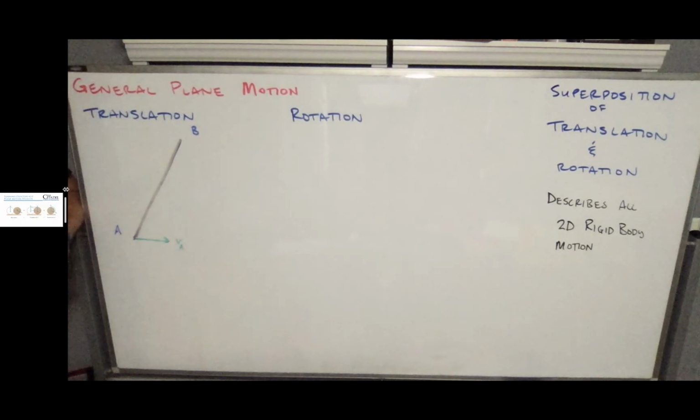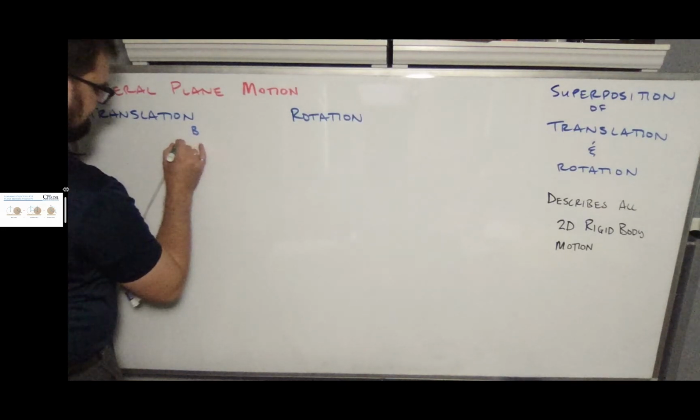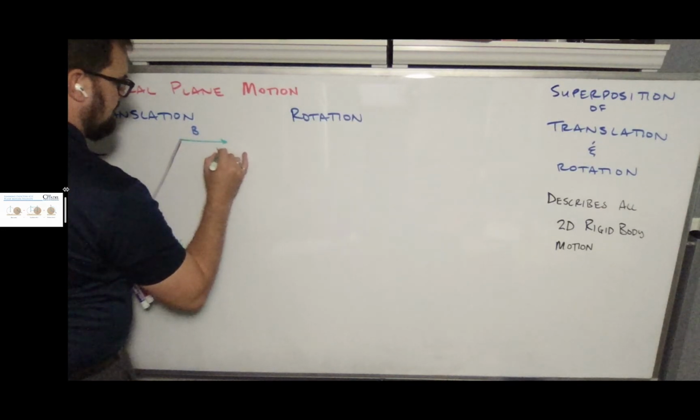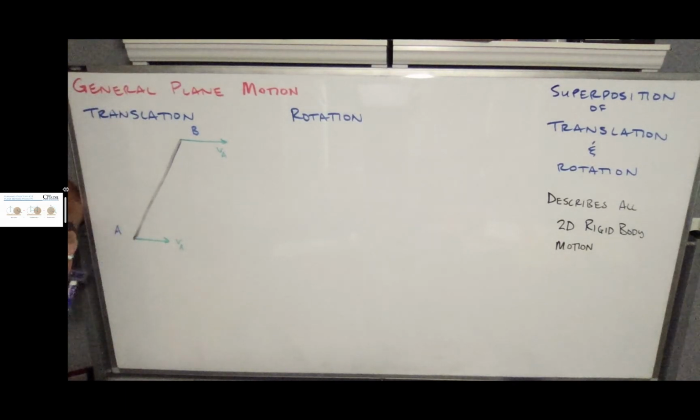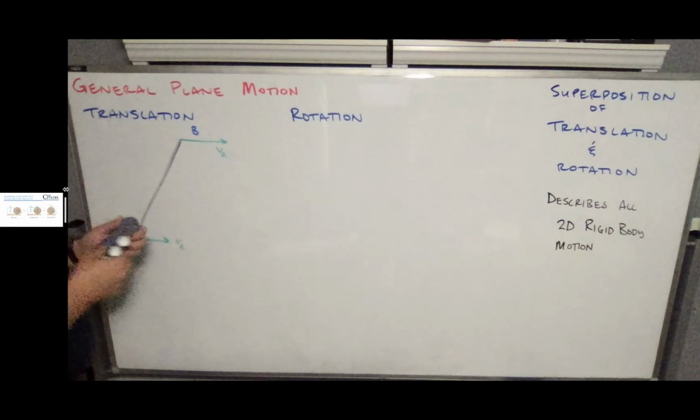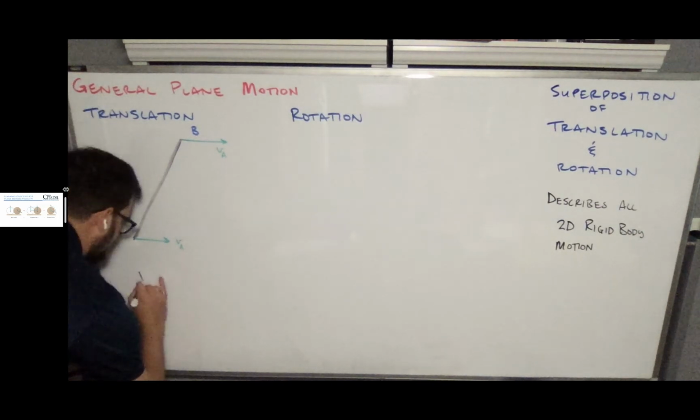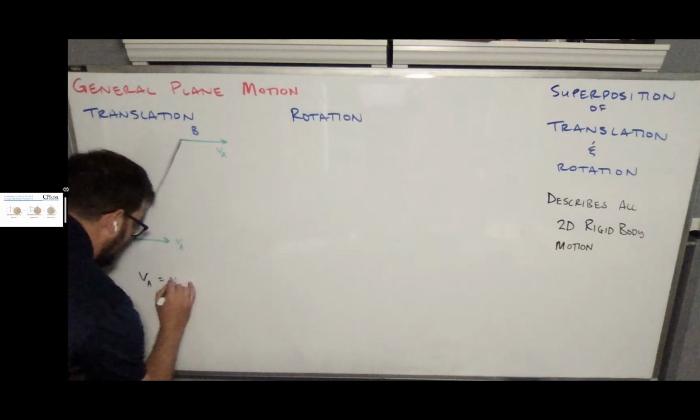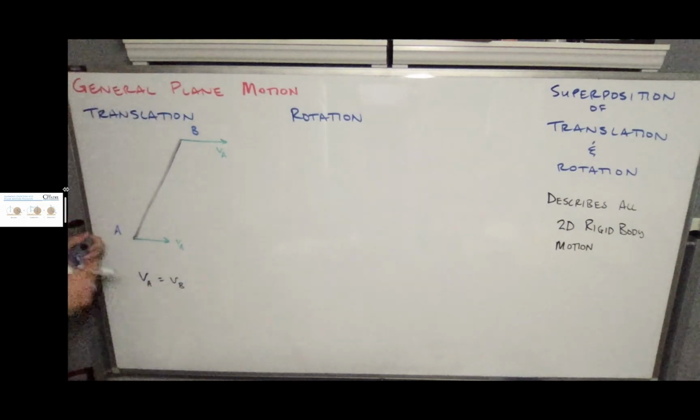Now, remember that when we talked about translation, we said that if we knew the translation of one point, we would know the translation of all points. So if we're just thinking about translation, if we know the velocity at point A, we also know the velocity at point B. And it's going to be the same as that velocity at point A. So that's the translation component. And if we think about our kinematic relationship equations, basically what we're saying is that the velocity at A is equal to the velocity at B. We know this from our translation discussion that we've already had.